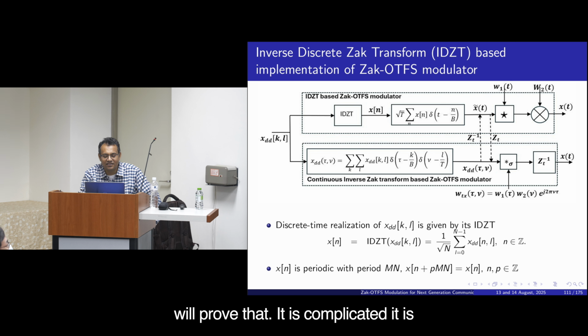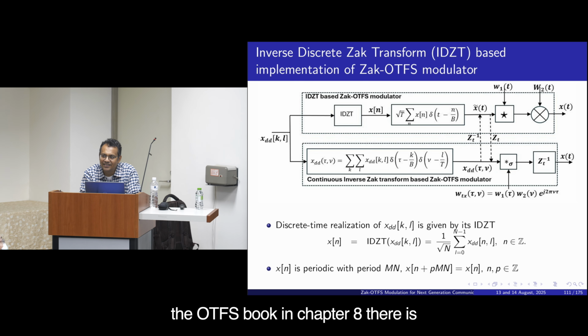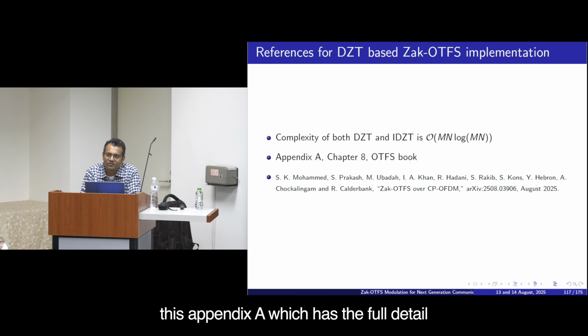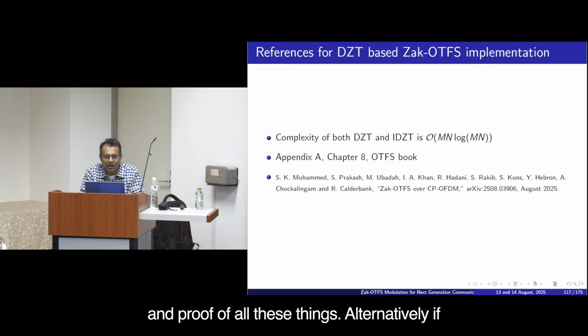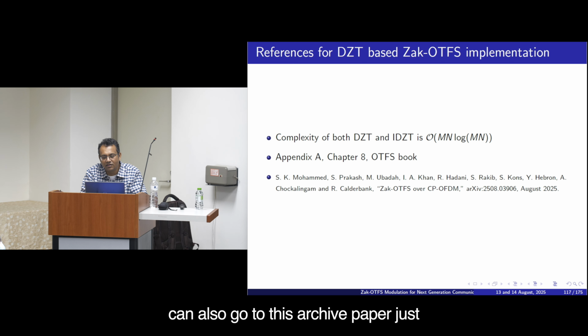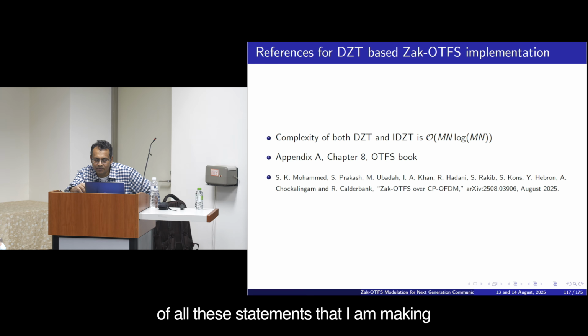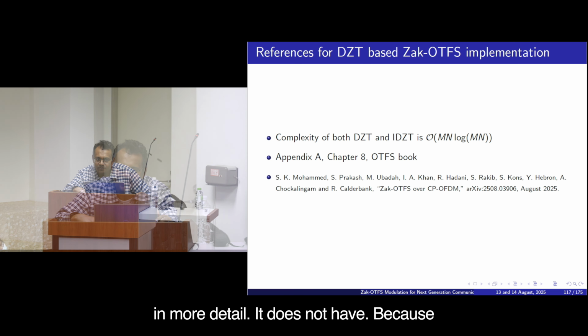It's complicated. If you want to really see it, if you go to the OTFS book, in chapter 8 there is this appendix A, which has the full detail and proof of all these things. Alternatively, if you do not have so much time, you can also go to this arXiv paper, just recently put on arXiv, and this also has the proof of all these statements that I am making in more detail.